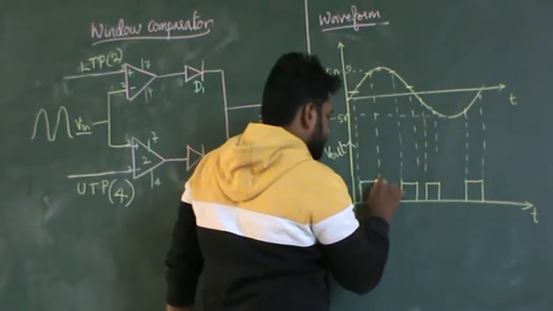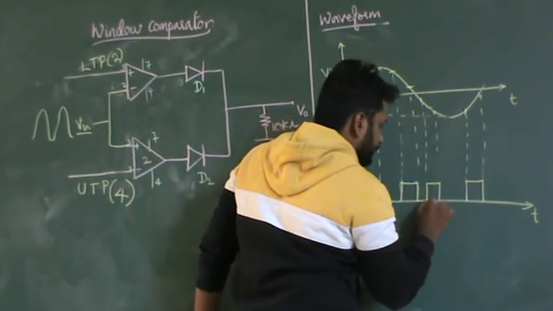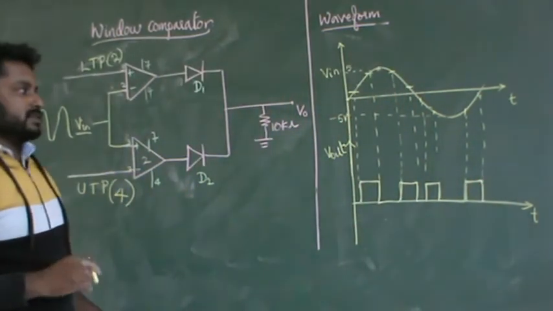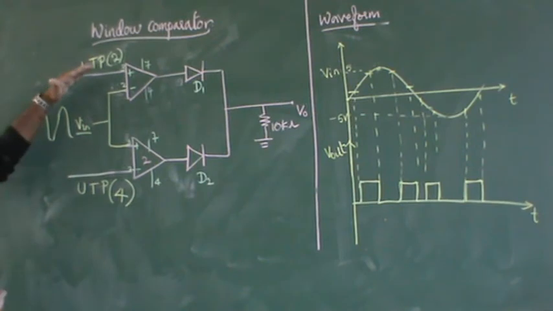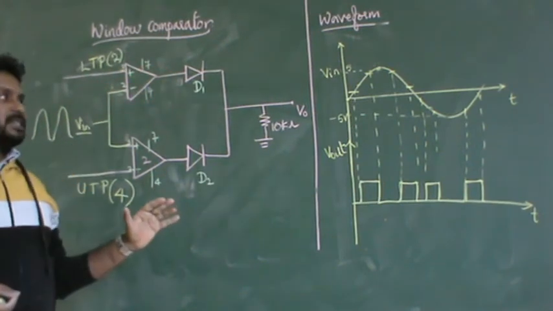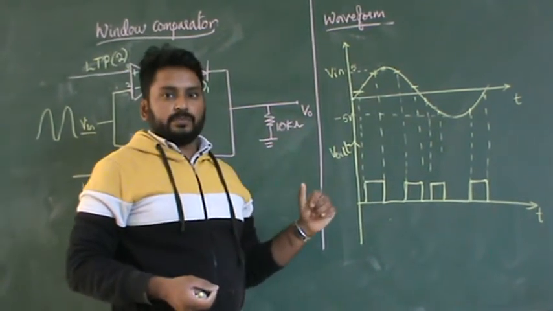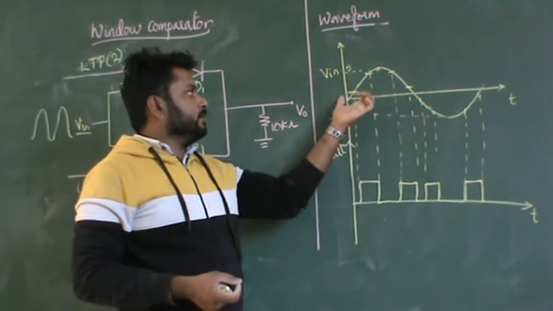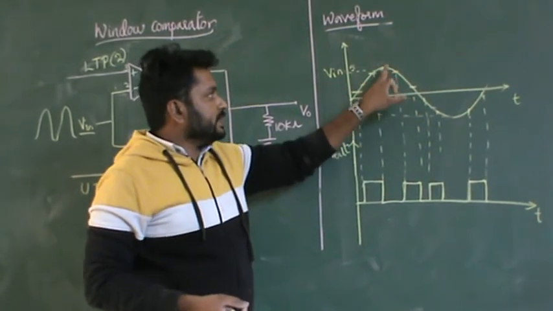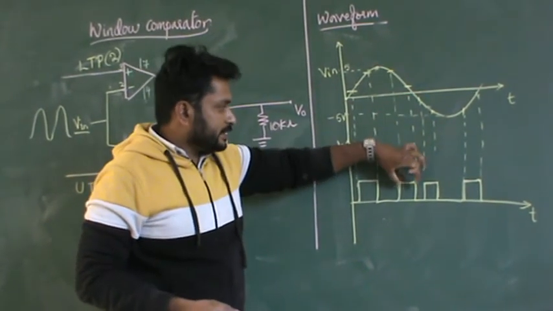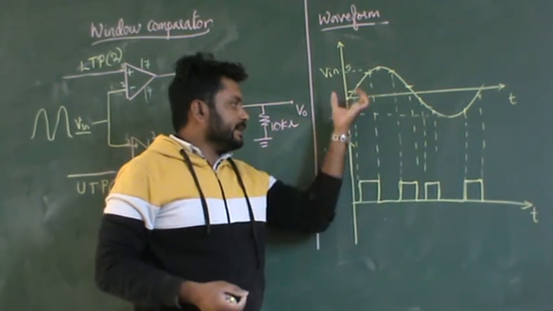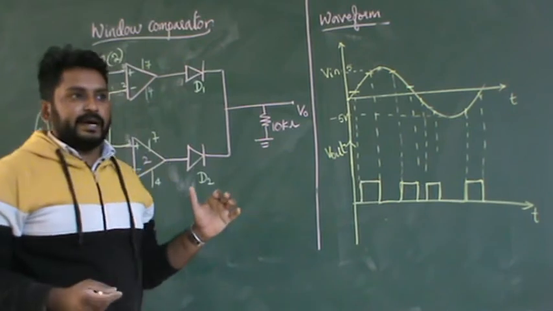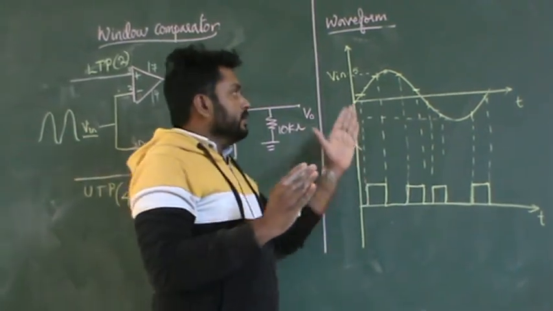So this is your waveform. How have you got this square wave? It will be passing only the voltages between 2 and 4. I repeat once again, it will be passing the voltages only between 2 and 4. Whatever voltage is there between 2 and 4 will be passed. So only in that area you will be getting the square wave. That is why it is called a window comparator. It has a window-like threshold.